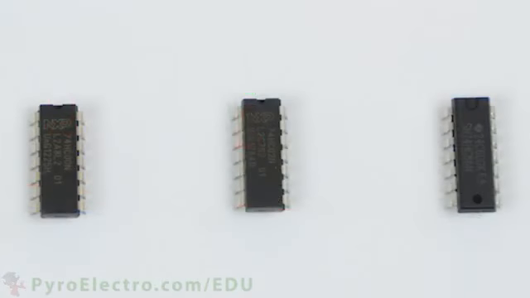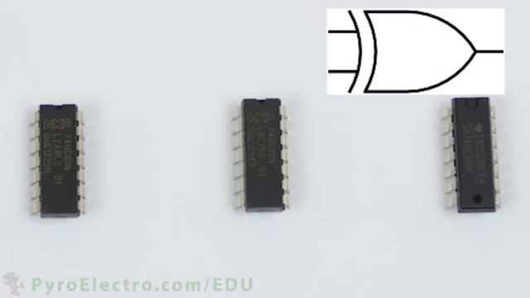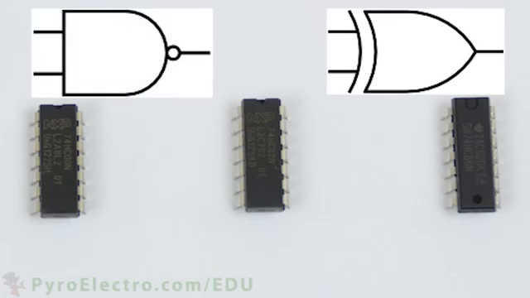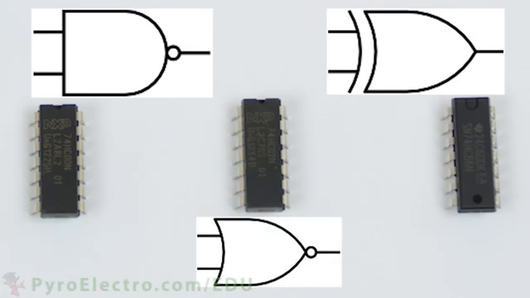The components kit also includes an XOR gate, a 7486, a NAND gate, a 7400, and a NOR gate, a 7402. Take some extra time and find the truth tables for these devices, and go through and verify that they follow the truth table using the method we experimented with just now.